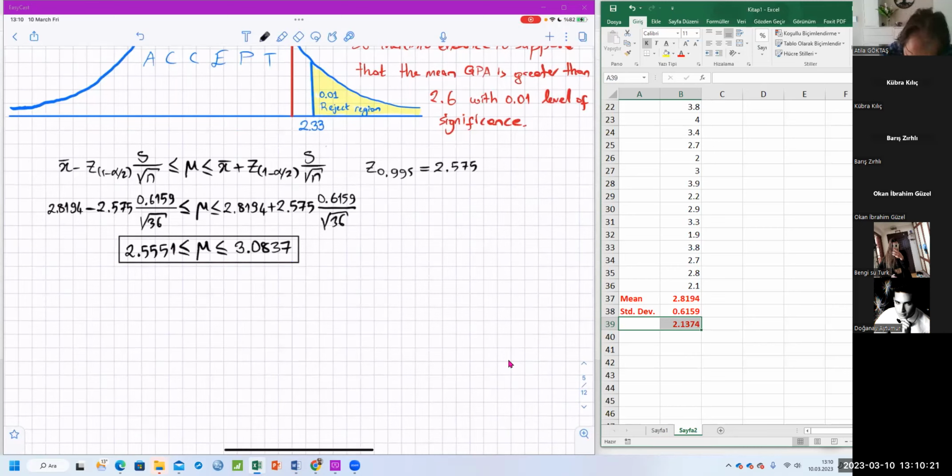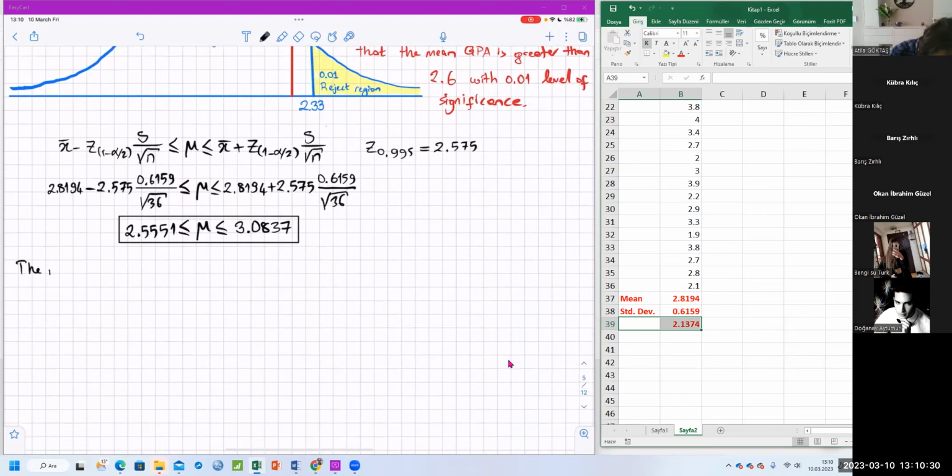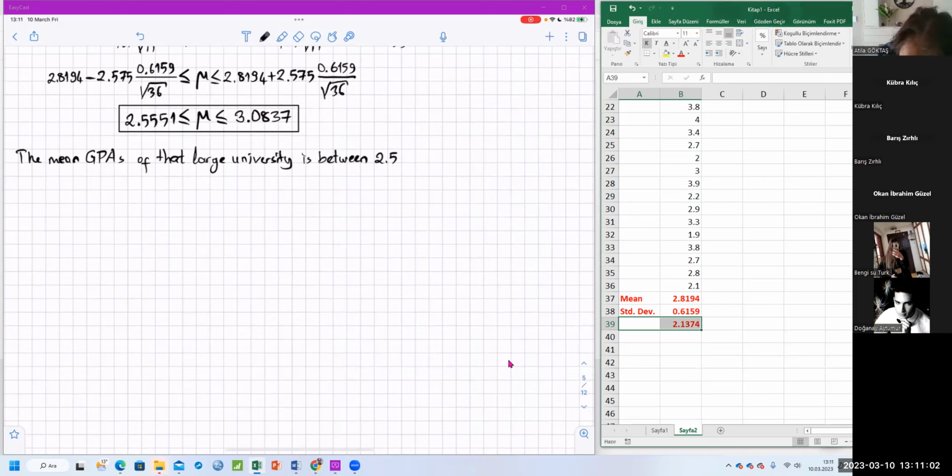So let me interpret this, write the equation. The mean GPA of that large university is between 2.5551 and 3.0837 with a 99% confidence level.